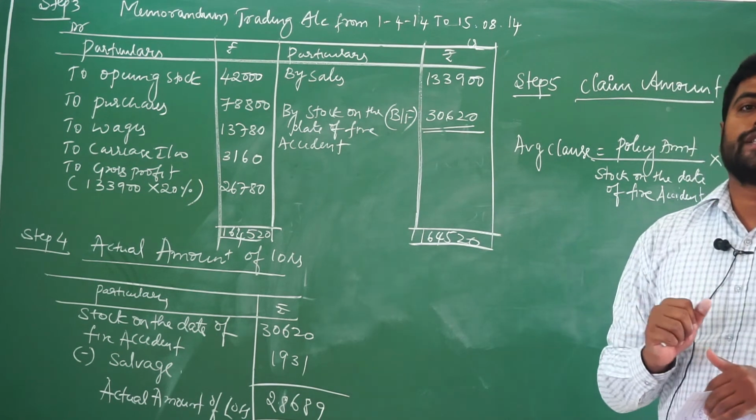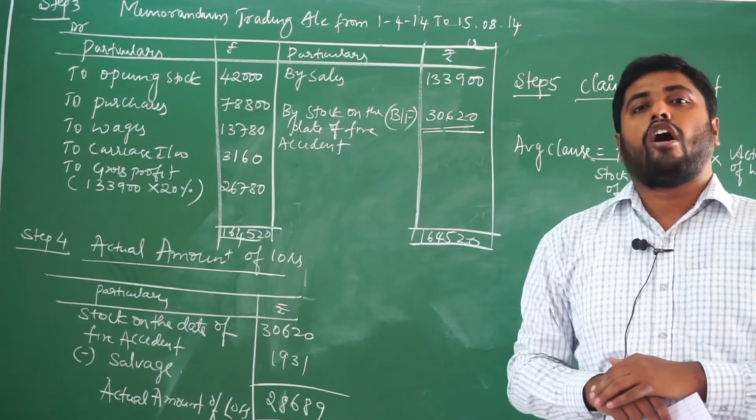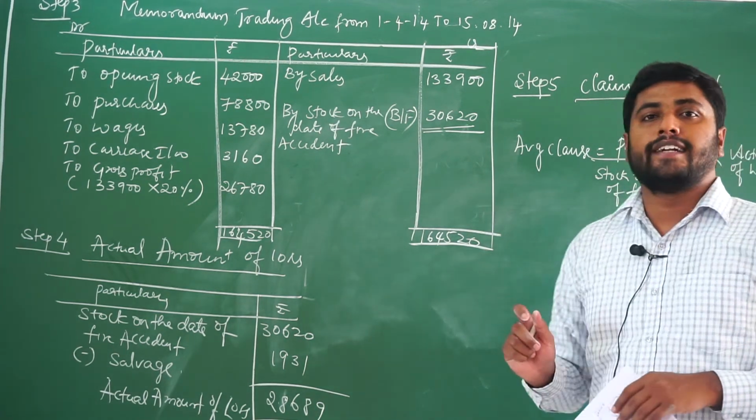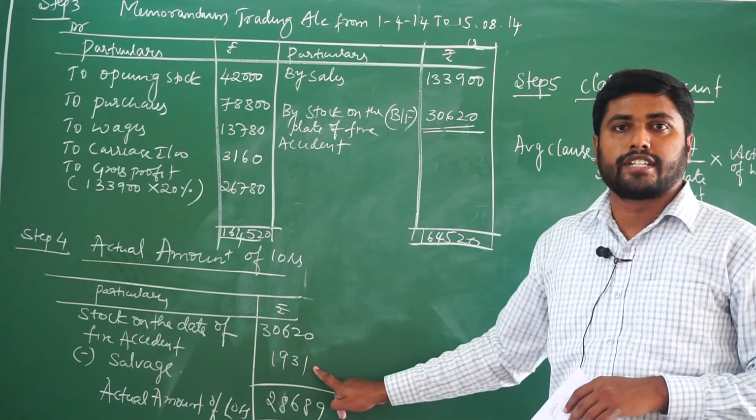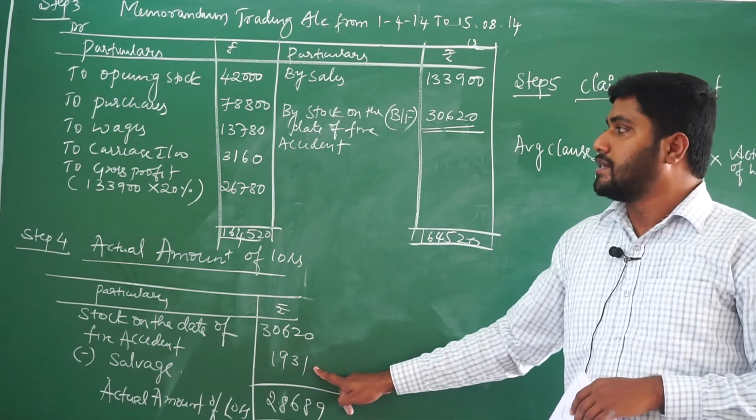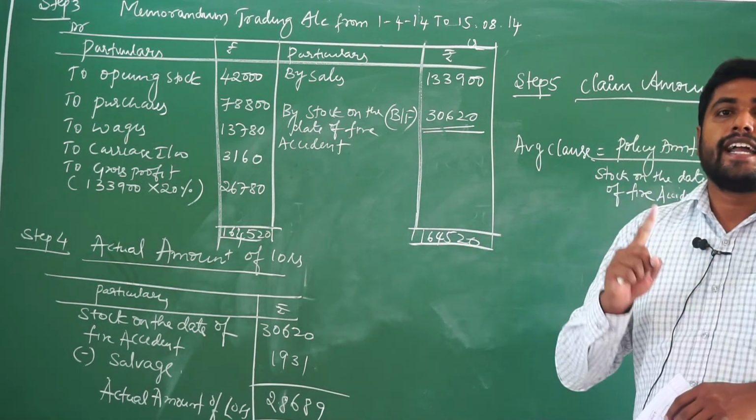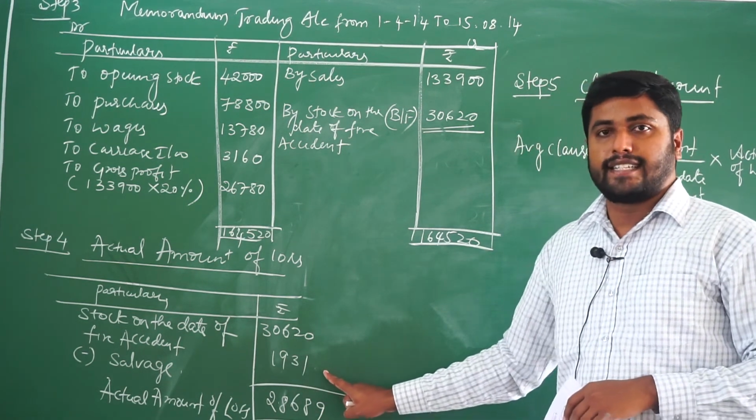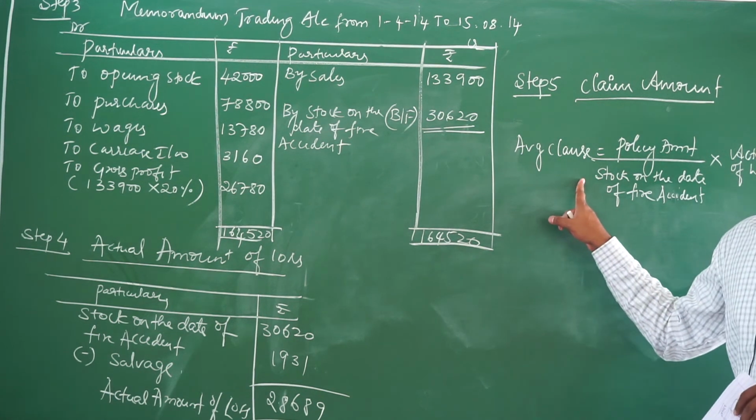In under insurance, we have two situations. One is if the stock is entirely destroyed, or if the stock is partly destroyed. In this problem, the stock is partly destroyed because 1,931 worth of stock was saved from the fire accident, which means the problem is under insurance. In addition to that, some value of stock was saved. In such a case, we have to apply the average clause formula in order to calculate claim money.